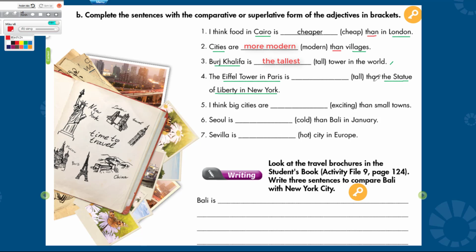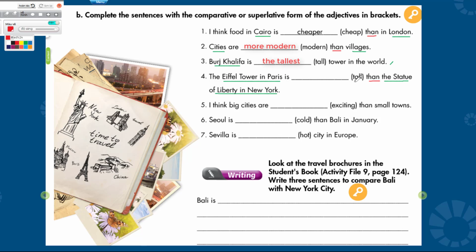So we had them. Ta có chủ ngữ 1 là gì? The Eiffel Tower in Paris. Tòa tháp Eiffel ở Paris. Và chủ ngữ 2 đó là gì? Statue of Liberty in New York. Tượng nữ thần tự do ở thành phố New York. Và ta có trong câu có từ than. Như vậy câu số 4 này chắc chắn là ở dạng so sánh hơn, right?